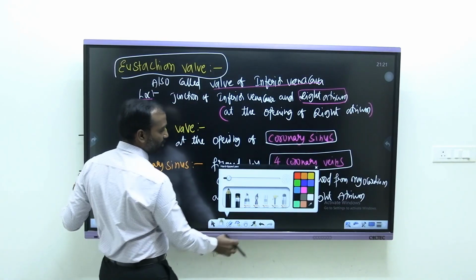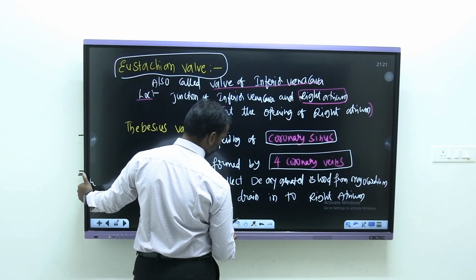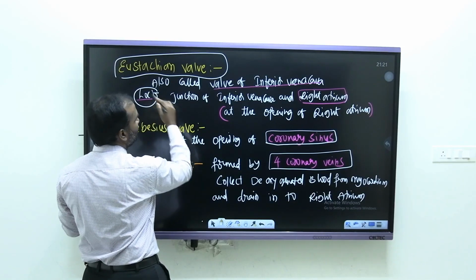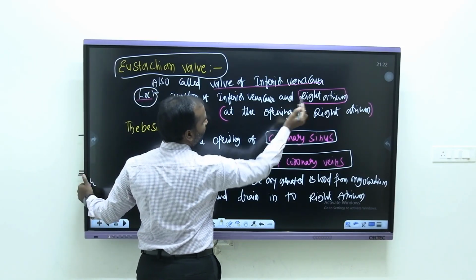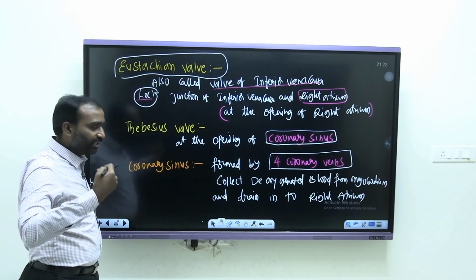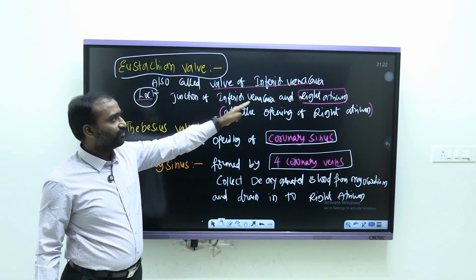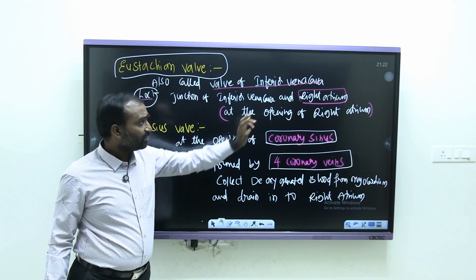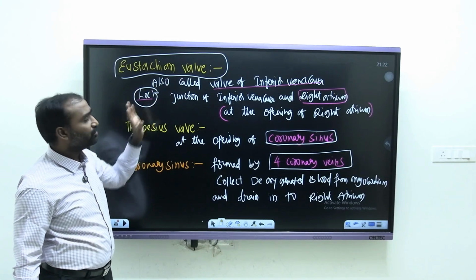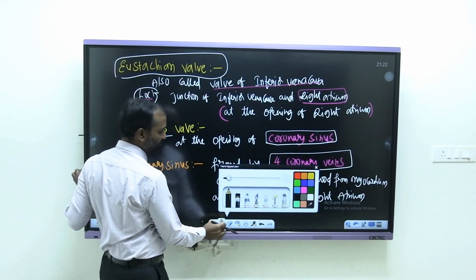Next one is what? Location. Okay, so it's located at the junction of the inferior vena cava and the right atrium. Especially the inferior vena cava drains into the right atrium, where it is present at the junction of the inferior vena cava and the right atrium, and that valve is known as what? Eustachian valve.